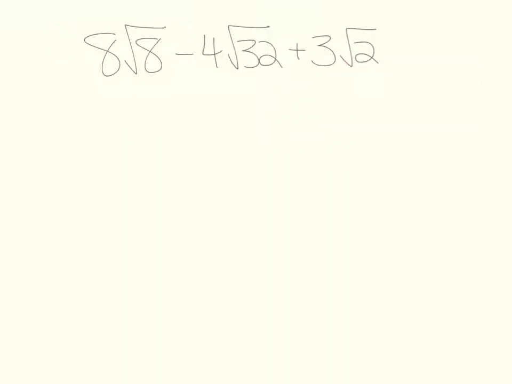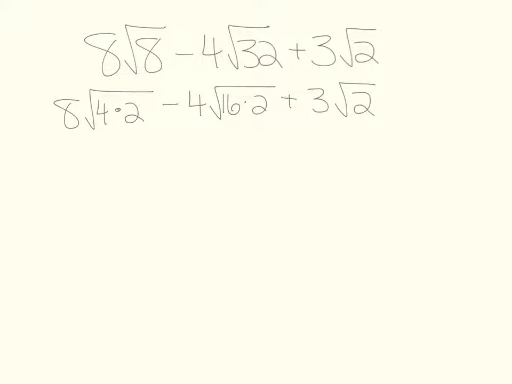So sometimes there may be more than 2 terms. Simplify everything. Combine your like terms. So the square root of 8. What perfect square divides 8? 4 does. So that will simplify. Minus 4 times what perfect square divides 32? 4 does. 16 does. Always go with the bigger one.